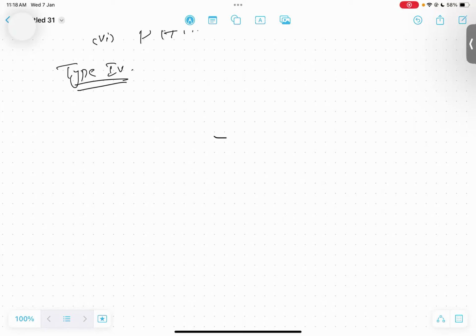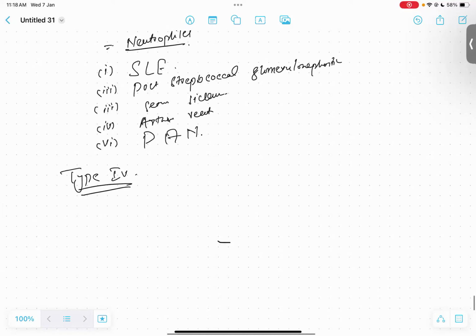Doctor, can you take the examples that you gave again? I didn't quite get it. The last two that I gave as examples: this is called Arthus reaction, and this fifth one is polyarteritis nodosa, which is a medium vessel vasculitis.